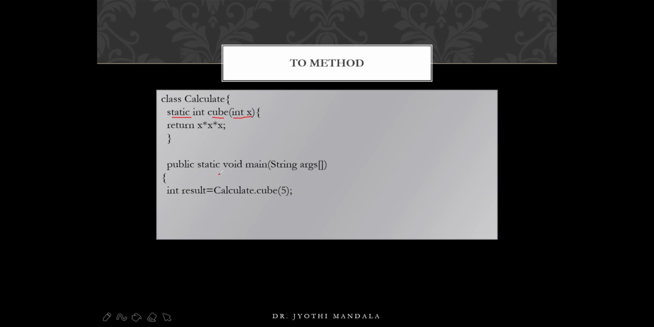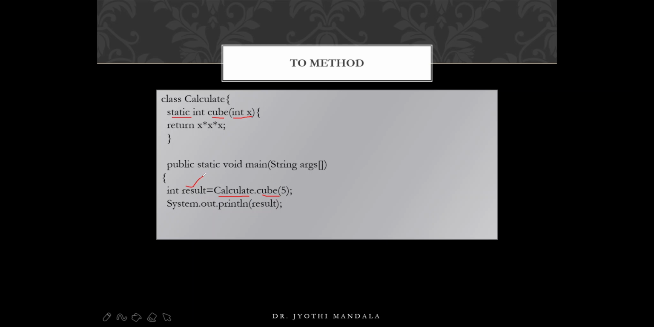But if you have made this cube as a static, then no need to create any object. Simply use the class name dot cube, and it will call that method. No need to create the object. So if you write like this, what happens? The 5 value will be copied here, and 5 will be multiplied 3 times, and that value will be returned.